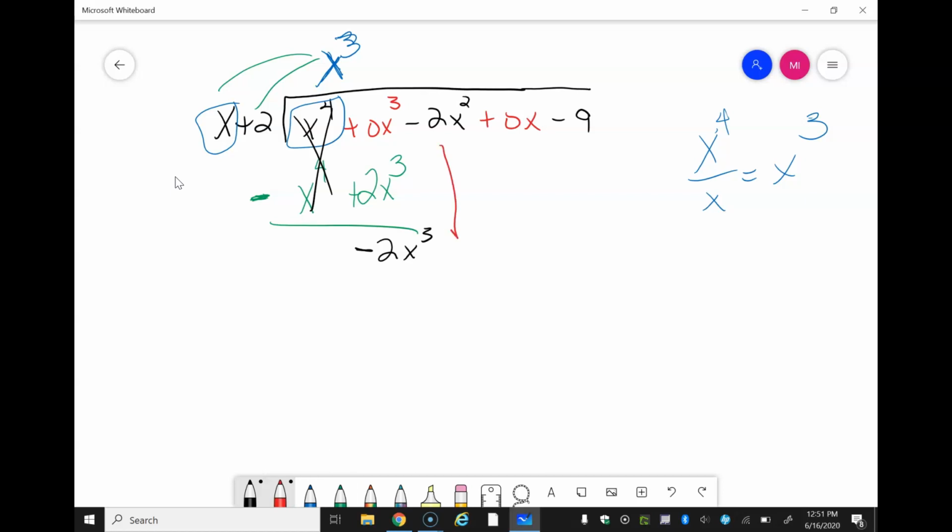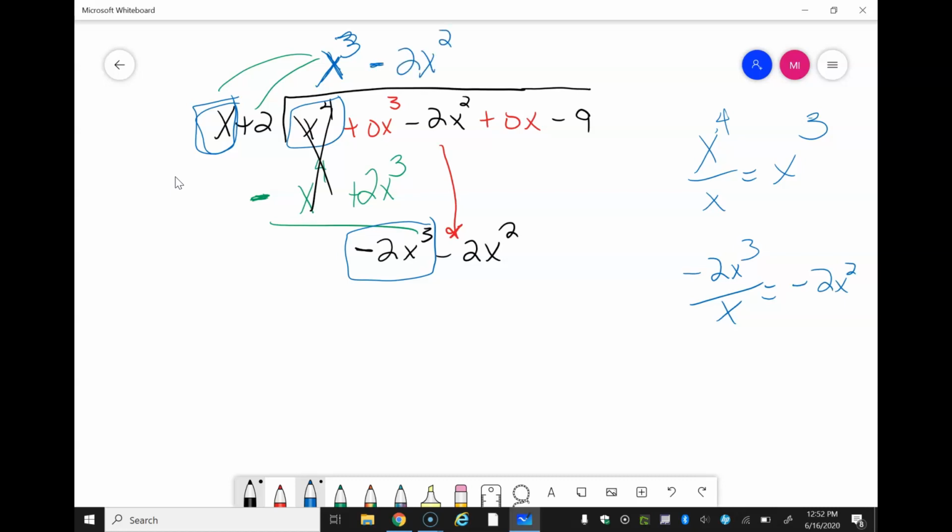Then we bring down this one term, x to the third squared. We get our blue one, we box it in. Box in again the first term here, off to the side, x to the third divided by x. And that's going to leave you with negative 2x squared. Let's put it up here, minus 2x squared.